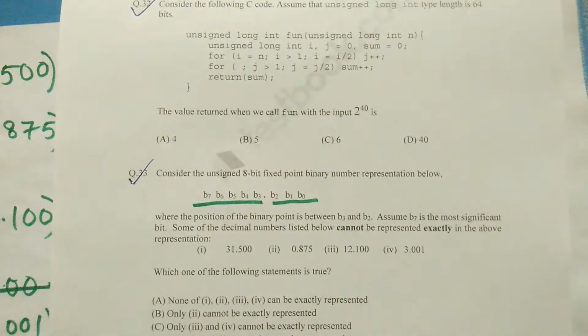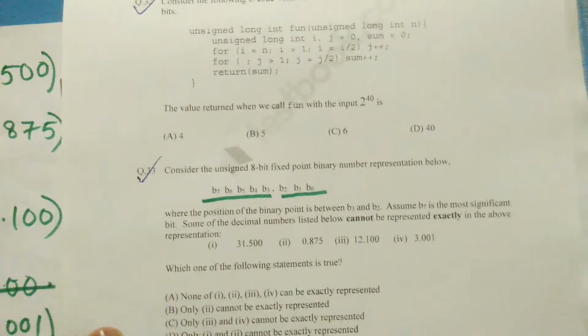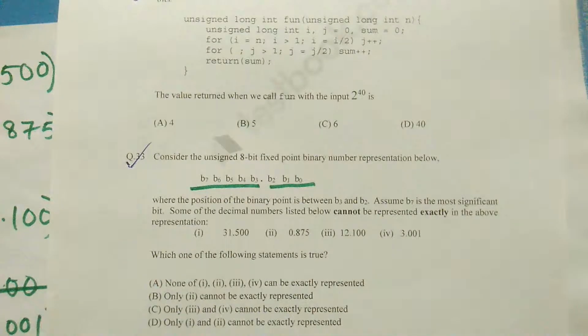Some of the decimal numbers listed below cannot be represented exactly in the above representation. So they have given four numbers, 1, 2, 3, 4, and they want to know which of the numbers cannot be represented by this format. Okay, so this is actually a very easy question. We just have to convert the numbers. So I am solving this question here.